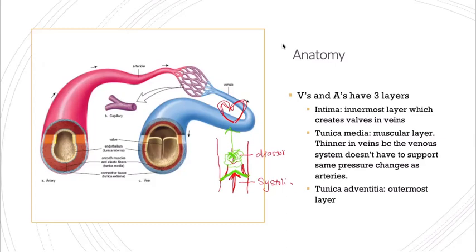Because remember, veins are considered a low pressure system with slower flow versus arterial is a high pressure system with faster flow. And then you want to know that tunica media, that middle layer, is a muscle. And that the innermost layer, the tunica intima, is what creates valves, and the purpose of valves is to promote unidirectional flow and to prevent flow reversal or backflow.